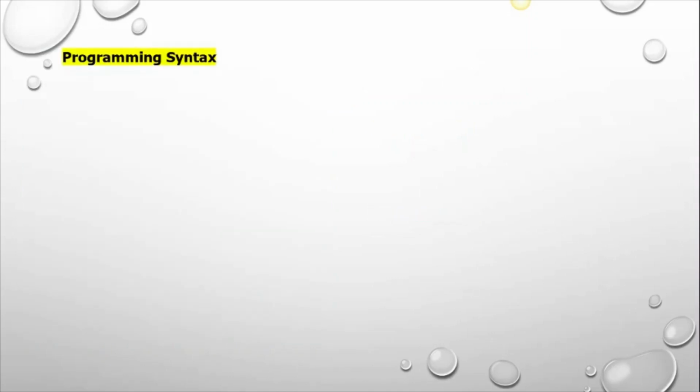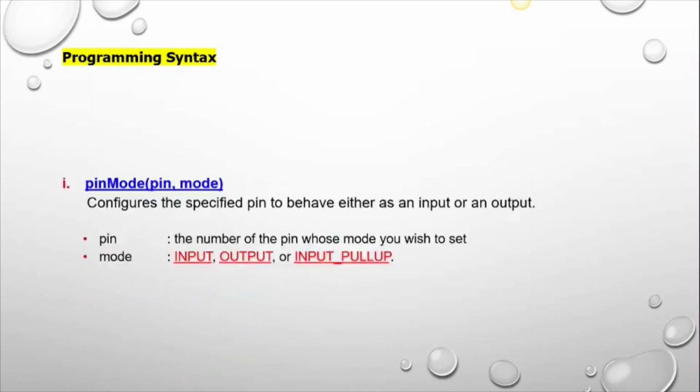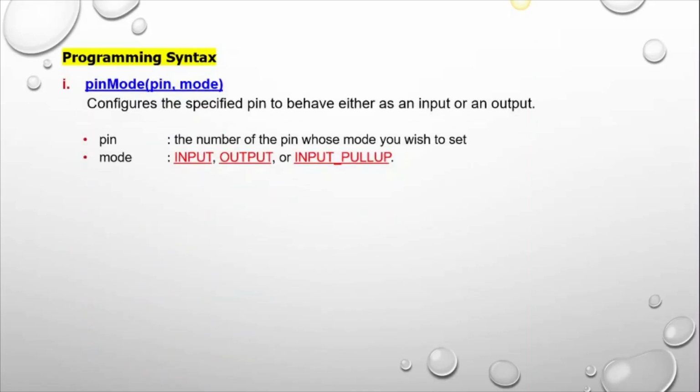So now we look into the programming syntax in your Arduino program. We have a few types of syntax that we can use when we are using the digital port. The first one is pinMode. In pinMode, you have to configure your digital port to be input or output. You have to specify that. The pin here is the pin number which you can choose from pin 0 until pin 13, and then this is the mode that you can put here. Either you want to treat that pin as input, output, or input pull up.